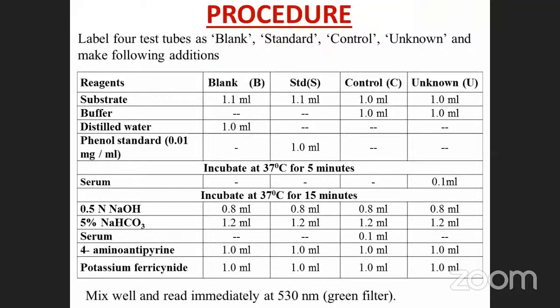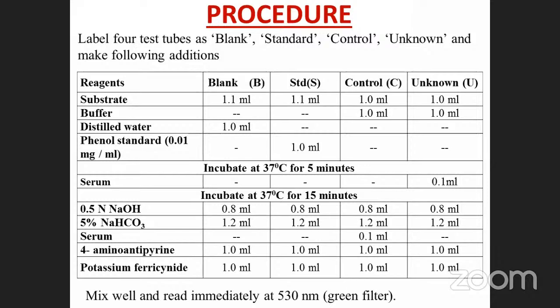Understood this procedure? Reaction occurs in only the unknown tube. In control, serum is there, but we will not provide sufficient time for the reaction. In standard, a phenol standard of known concentration is used directly. And in blank, only reagents are there, because some reagents have their own color. To remove that error, this blank is used.